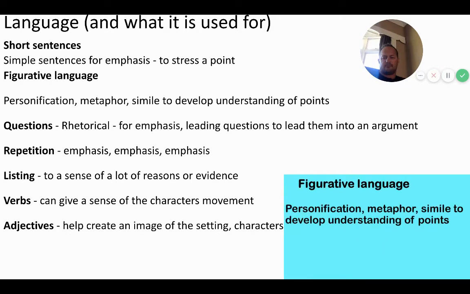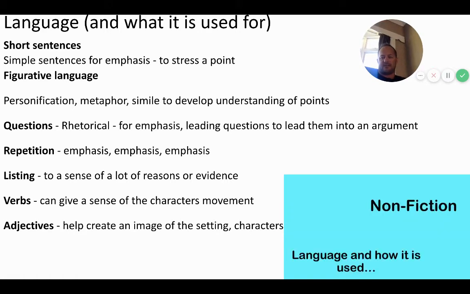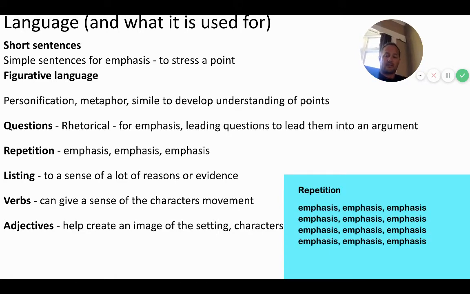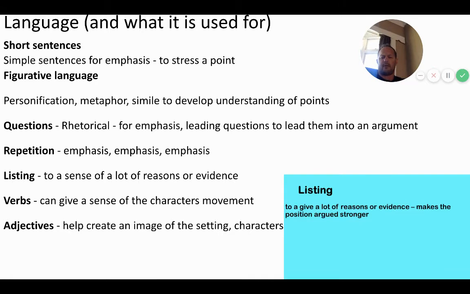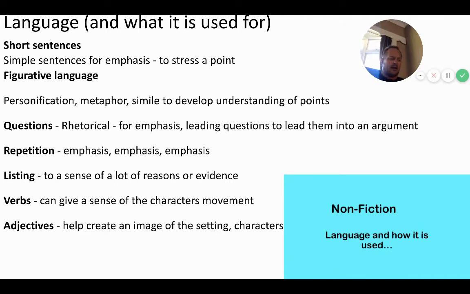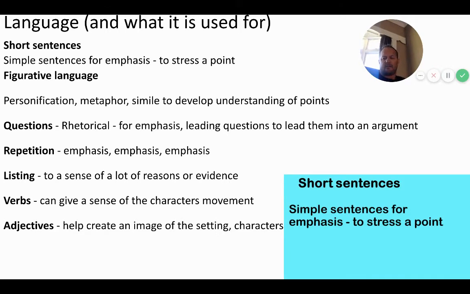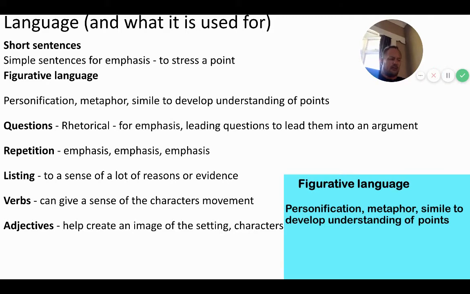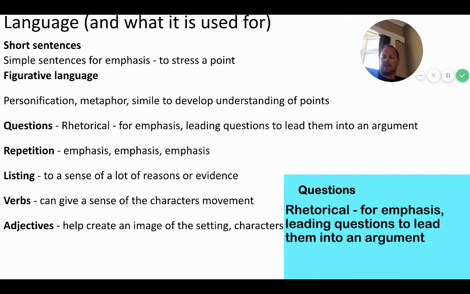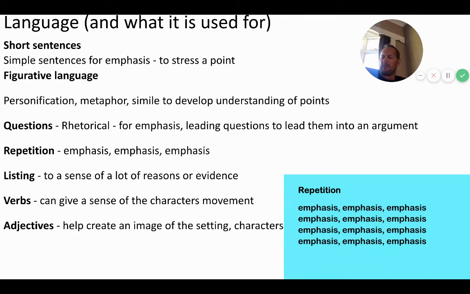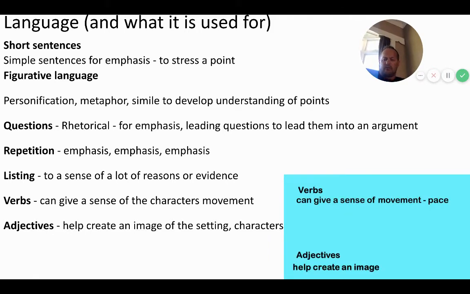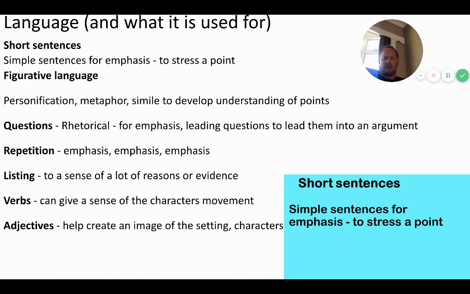Repetition for emphasis. Listing gives the sense that there are a lot of reasons or evidence for whatever opinion is being expressed. Verbs can give a sense of the character's movement. Adjectives help create the image of the setting and the characters, but there may not be characters or a setting, so that might be redundant as far as non-fiction is concerned. However, you do need to know verbs. You do need to know adjectives.